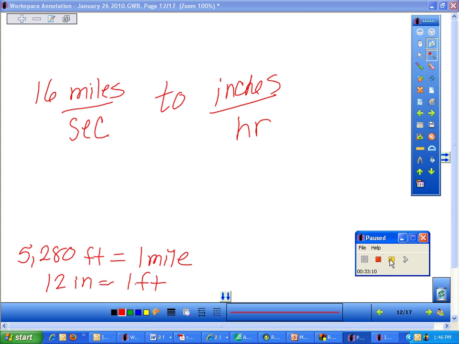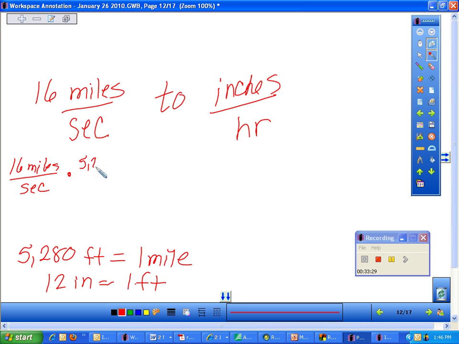Take a moment, set it up, and we'll work it in just a minute. So to set this one up, I'm just going to put my original problem over here, 16 miles per second. Now, to get to inches from miles, first I have to turn miles into feet. So I'm going to do 5,280 feet over 1 mile, and the reason I did that is so that I can cancel out my miles. That's why the 5,280 went on the top.